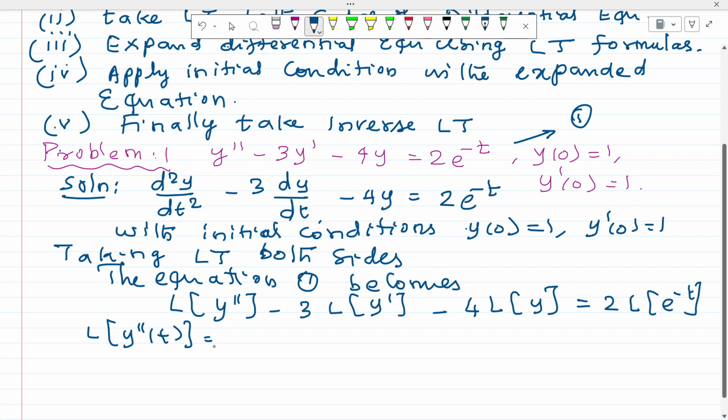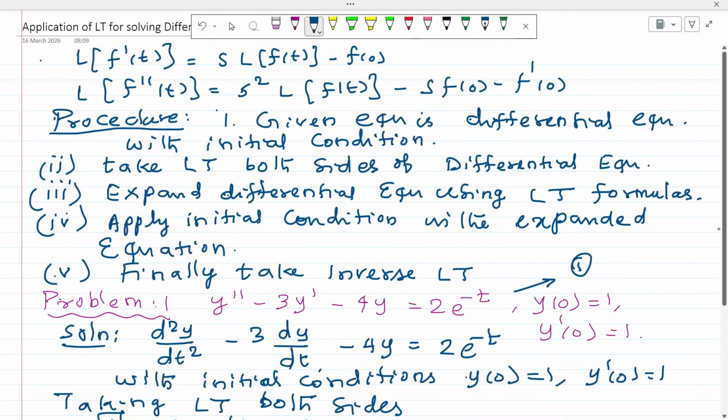Just now I told, at the beginning of the class I have written the formula. F dash of t is there, same thing. What is y dash of t? L of y dash of t is s into L of y of t minus y of 0. Second one, L of y double dash of t is s square L of y of t minus s into y of 0 minus y dash of 0.